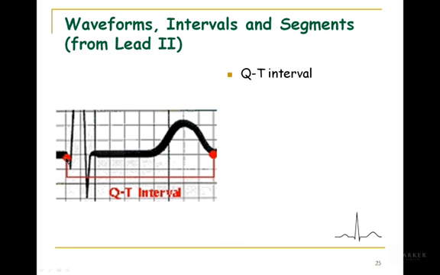The QT interval goes from the beginning of the Q, if you don't have a Q, then the beginning of the R, to the end of the T wave.